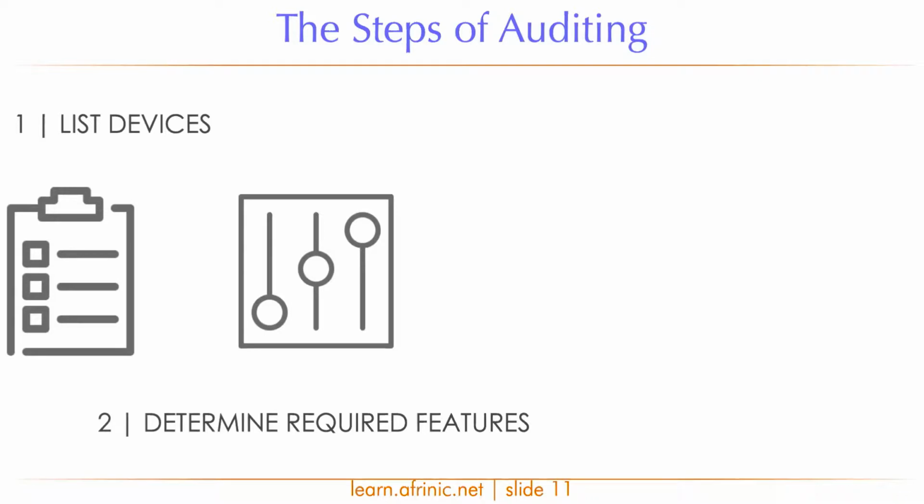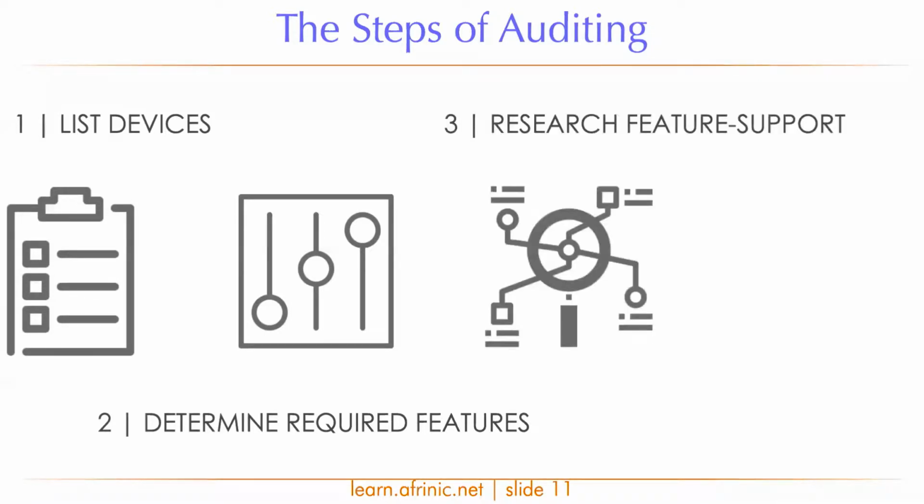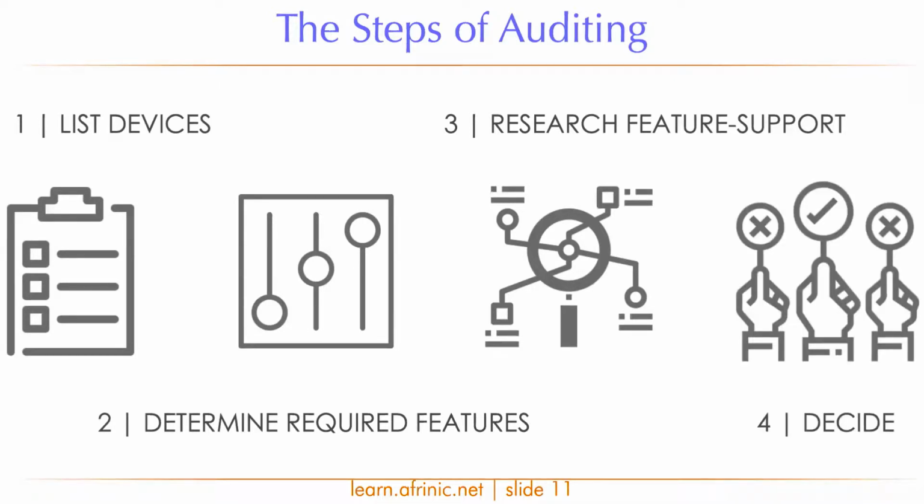And then, after you list your devices and you determine the required features, the next thing is to do research. Does this device that is in front of me actually support this feature that I need for my network deployment? And at the end of that, you can decide. You gather all of the information that you've researched to make a decision. Okay, this is ready, this is not ready but can be made ready with an upgrade, software or hardware, or this one, we just have to throw it against the wall and buy something new.